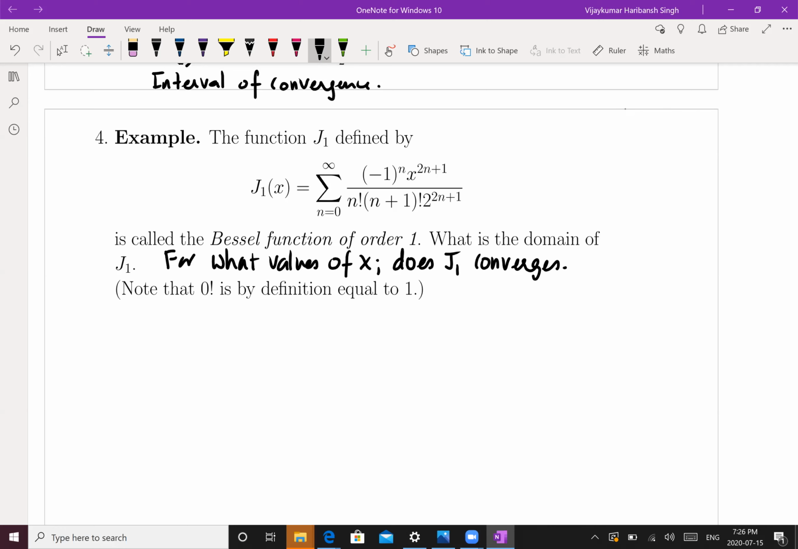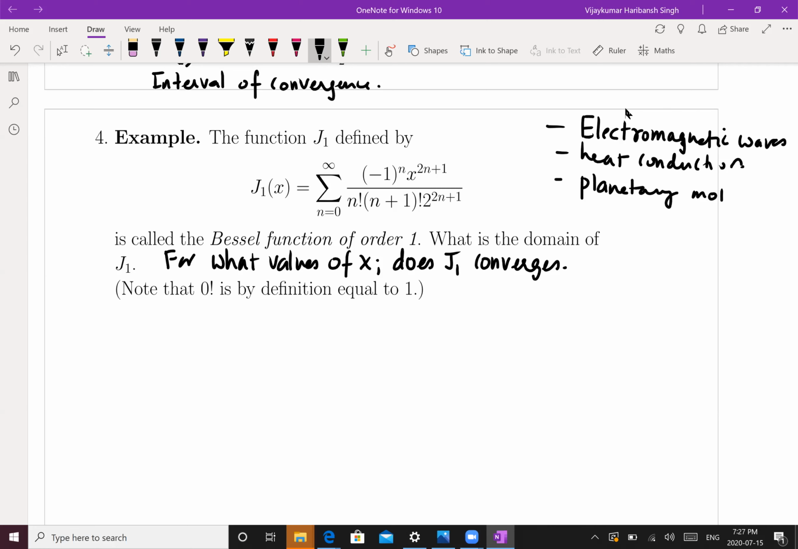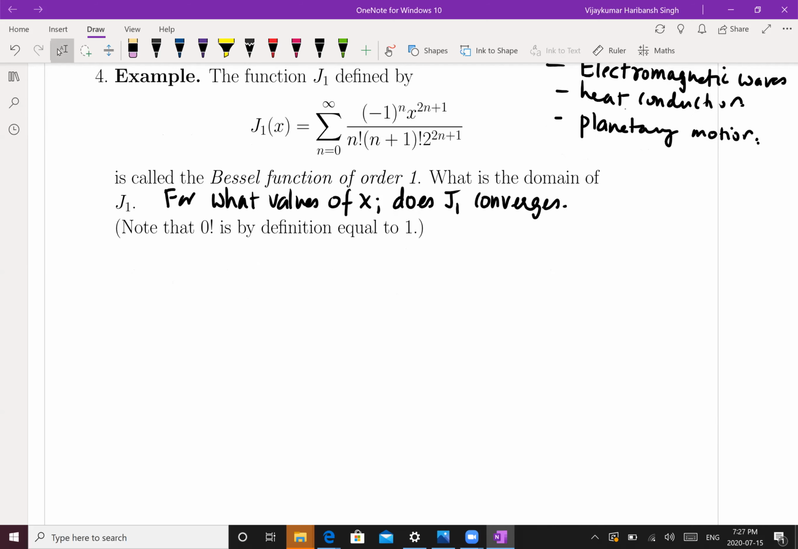So this is a very interesting function because you can see that this is also used in electromagnetism, particularly in electromagnetic waves. This is also used in heat conduction, also used in planetary motion approximation of functions. This is a very interesting function, all right? So let's see Bessel's function, where does it converge, all right?